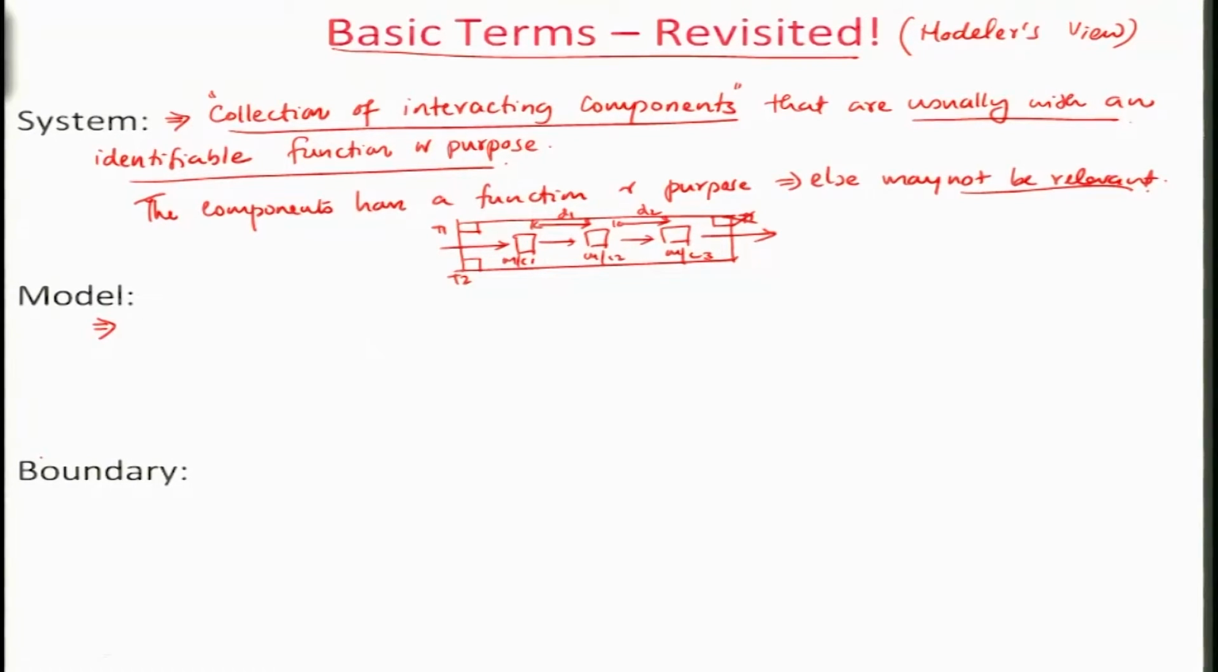Then model. We said that the assumptions that are used in studying the system become the model. So here we say a model is a representation of a system that is used to replicate some features of the system.